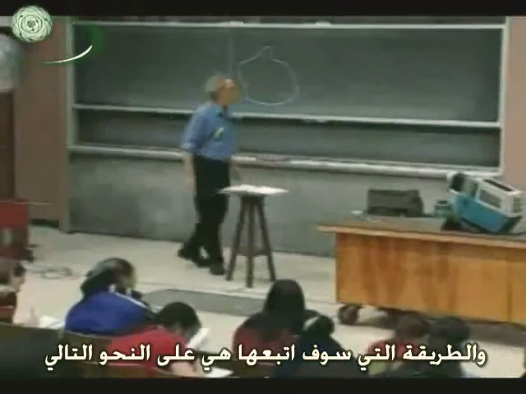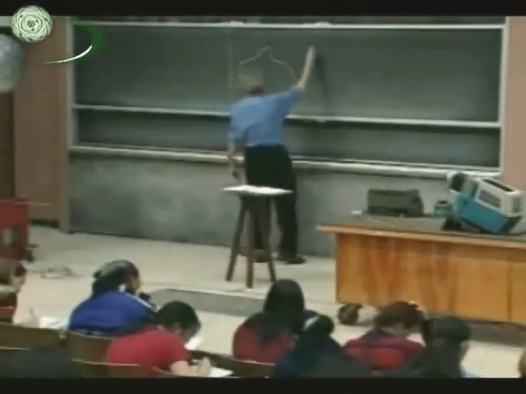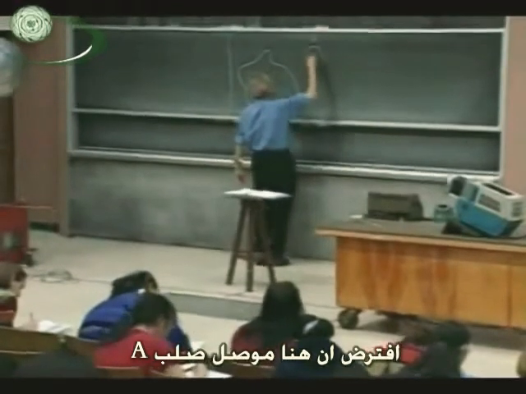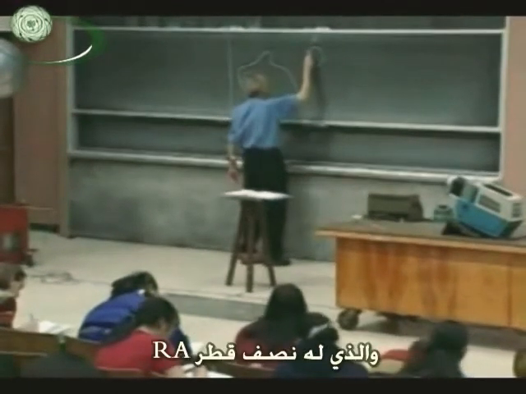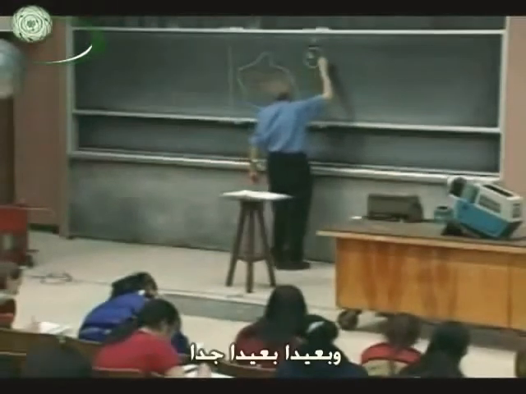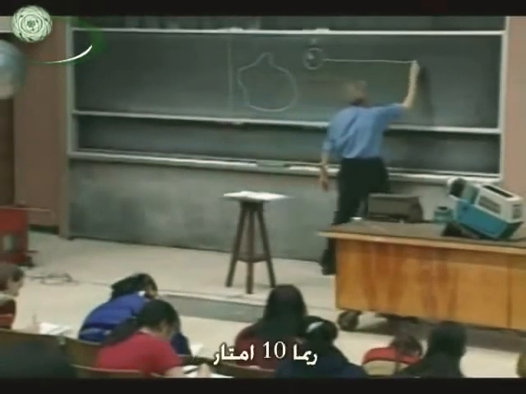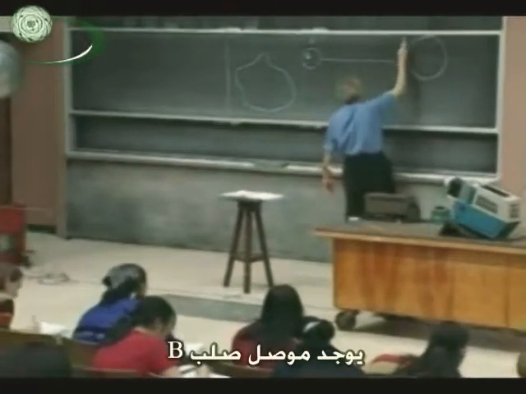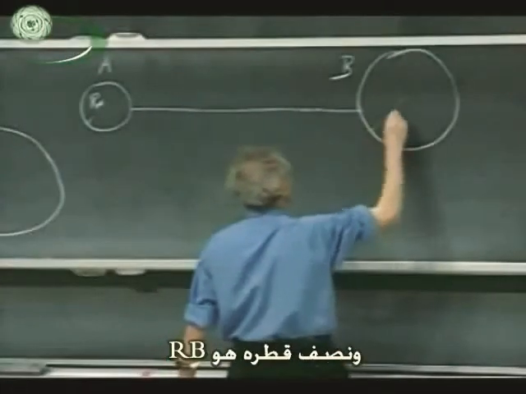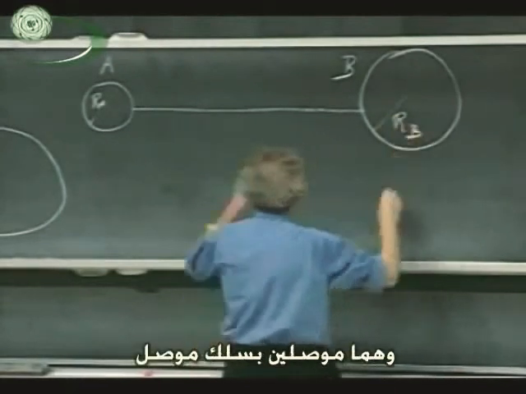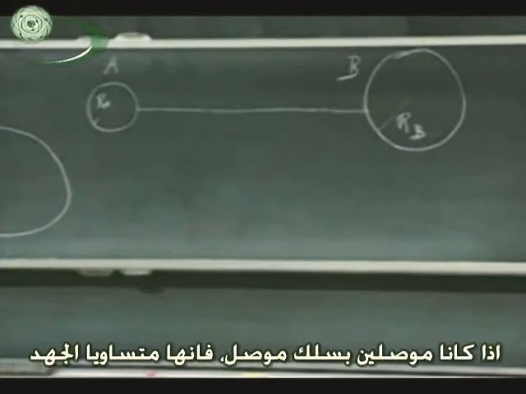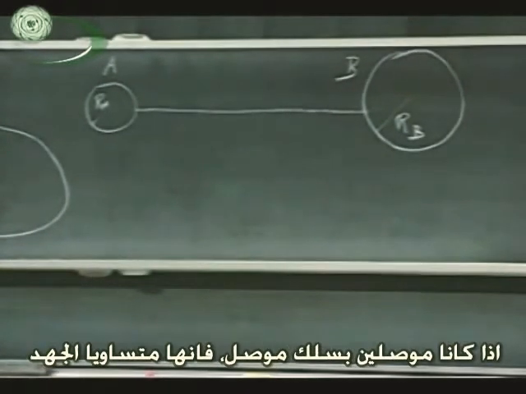And the way I want to approach that is as follows. Suppose I have here a solid conductor A, which has radius r of A, and very, very far away, maybe tens of meters away, I have a solid conductor B with radius r of B, and they are connected through a conducting wire. That's essential. If they are connected through a conducting wire, then it's equipotential. They all have the same potential.